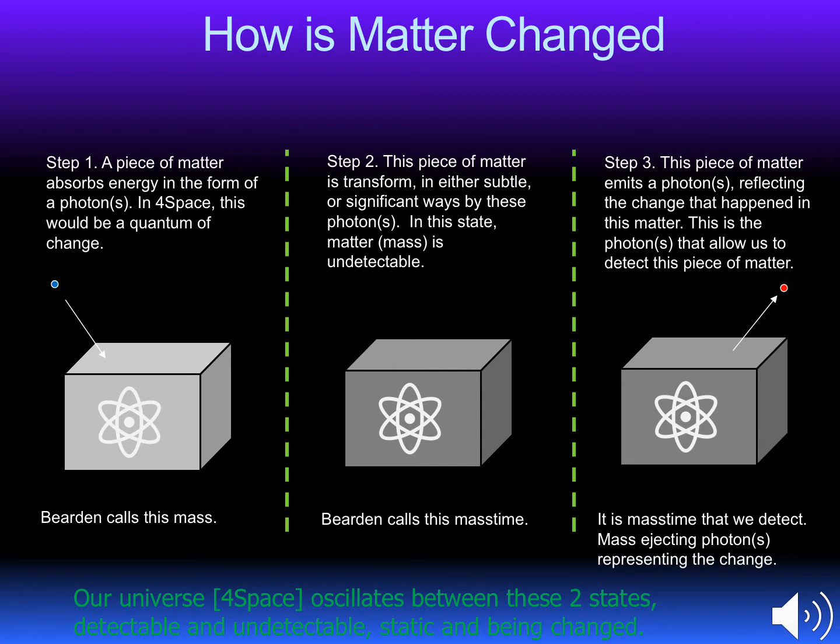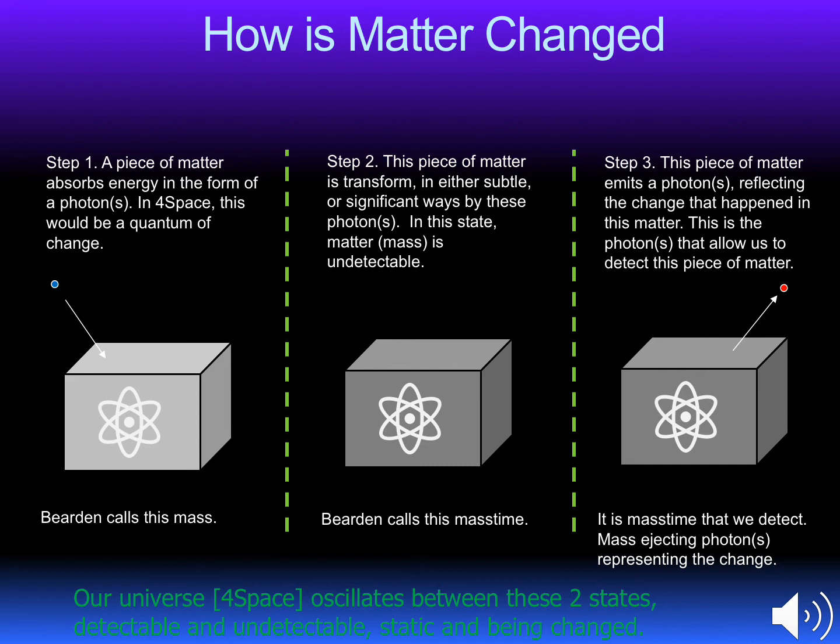And Bearden calls this state of matter mass time because the matter has absorbed a quantum of change and it is now changed in its form. And in step 3, this piece of matter would then emit photons, and the emitted photons would reflect what's happened in this matter.